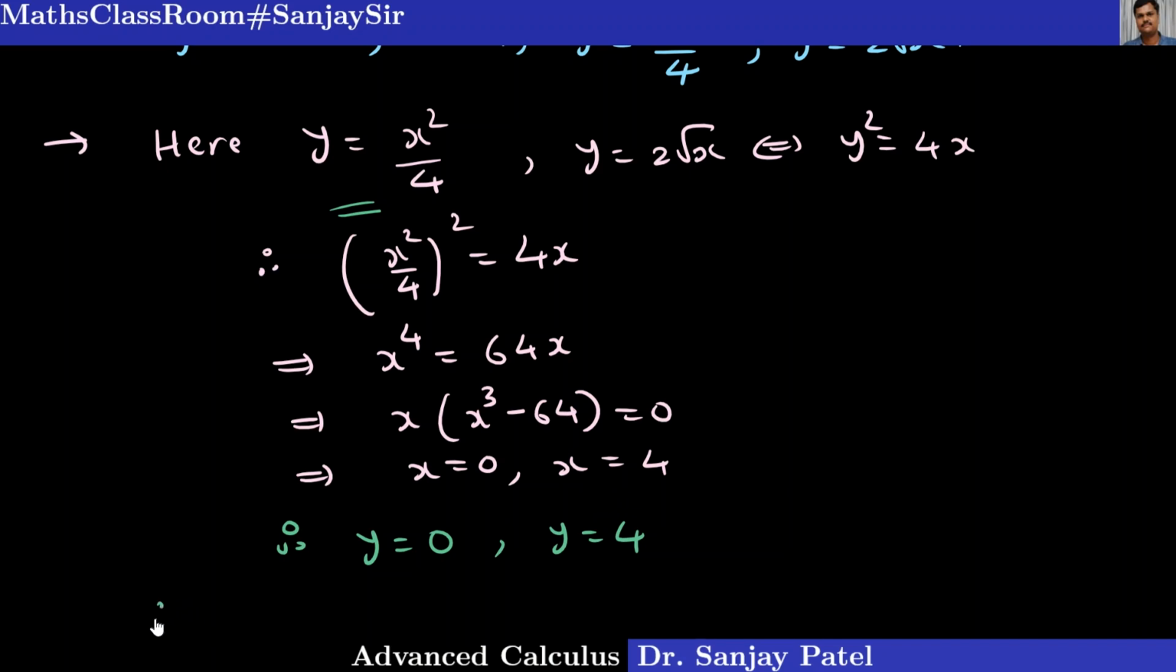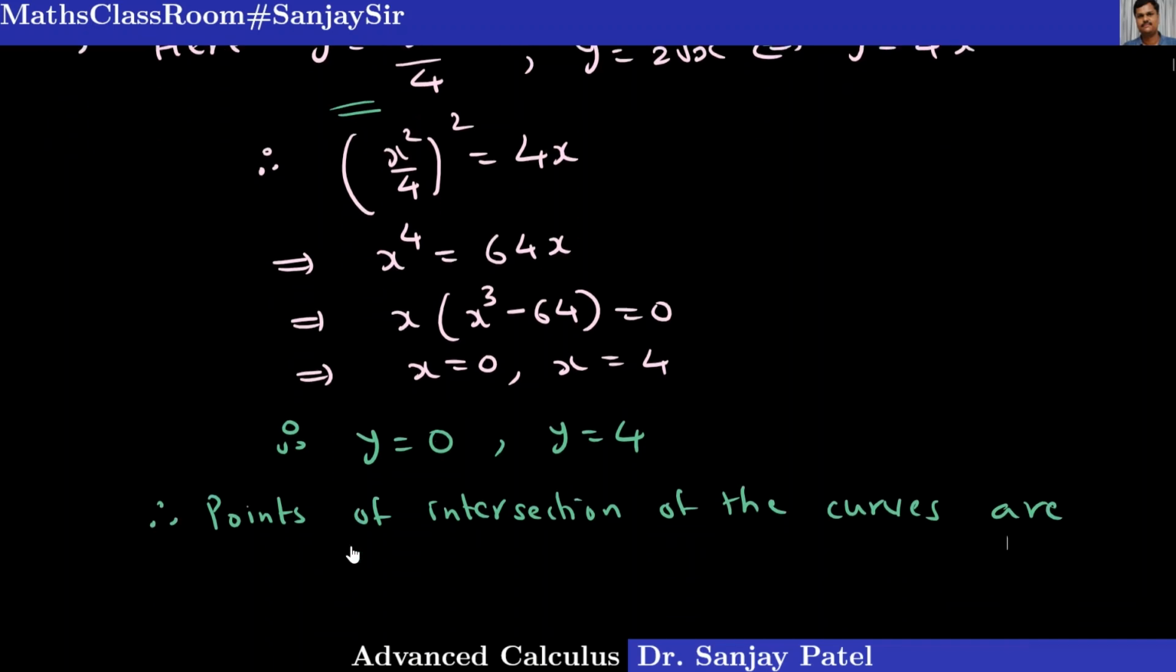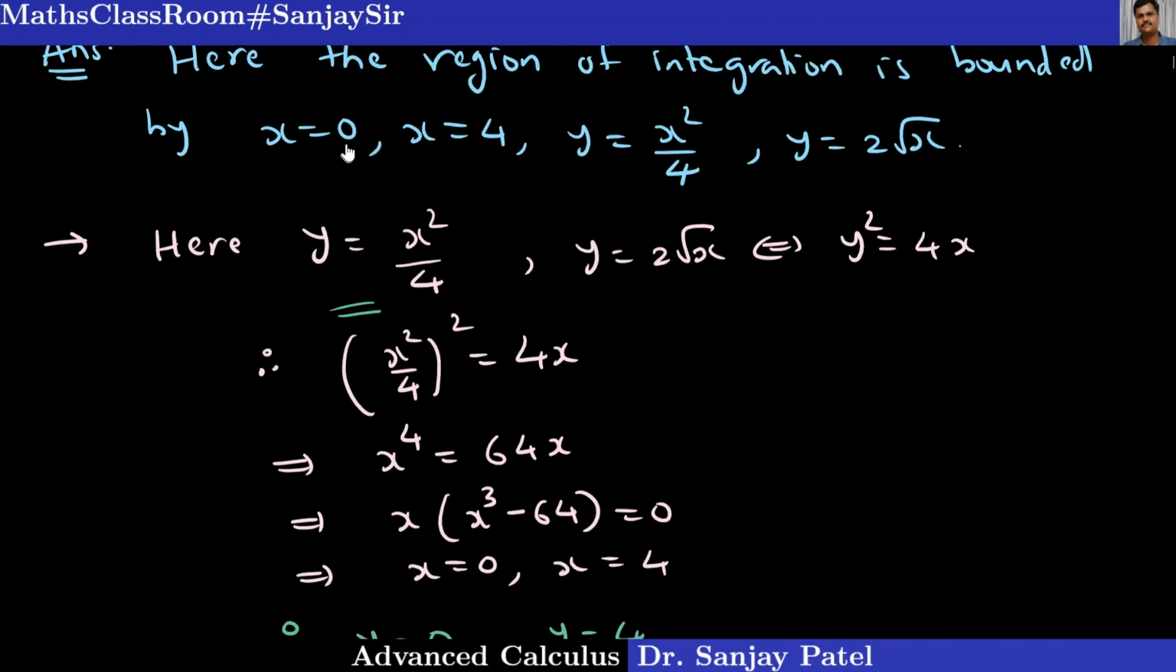So the points of intersection of the two curves are (0, 0) and (4, 4). And we also have the two lines x equal to 0, x equal to 4.